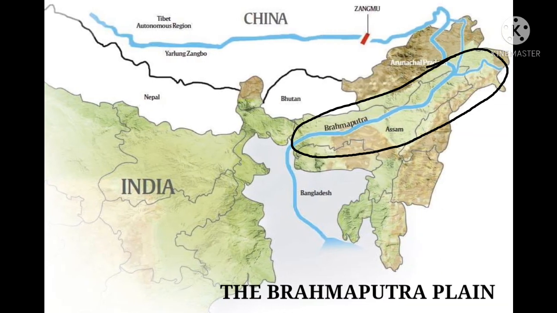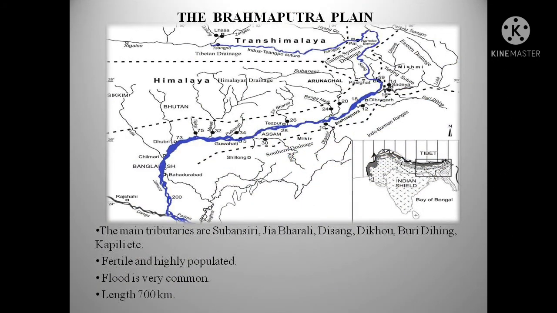Now let's come to the Brahmaputra plain. We all know that the Brahmaputra river is the largest river of Northeast India. The Brahmaputra plain lies in the state of Assam. There are many tributaries which have formed the Brahmaputra plain. Among them, some important ones are Dikhow, Disang, Jaibharali, Kopili, Buridihing, etc.